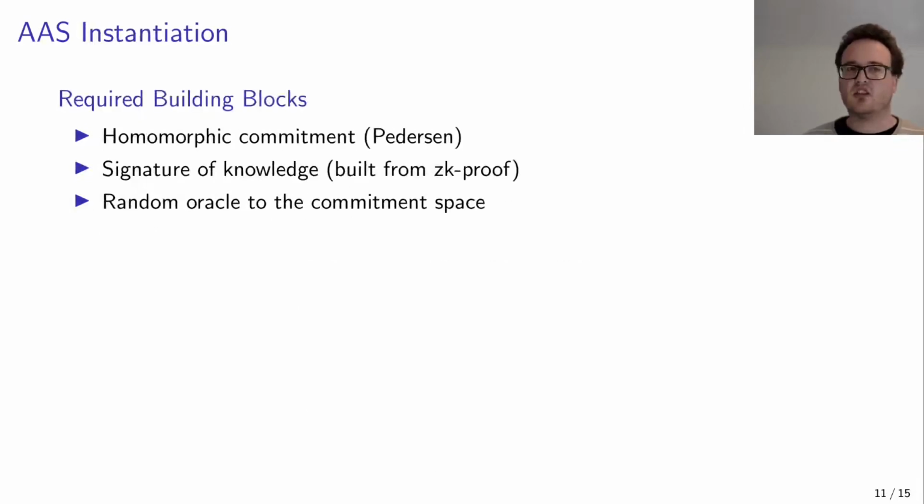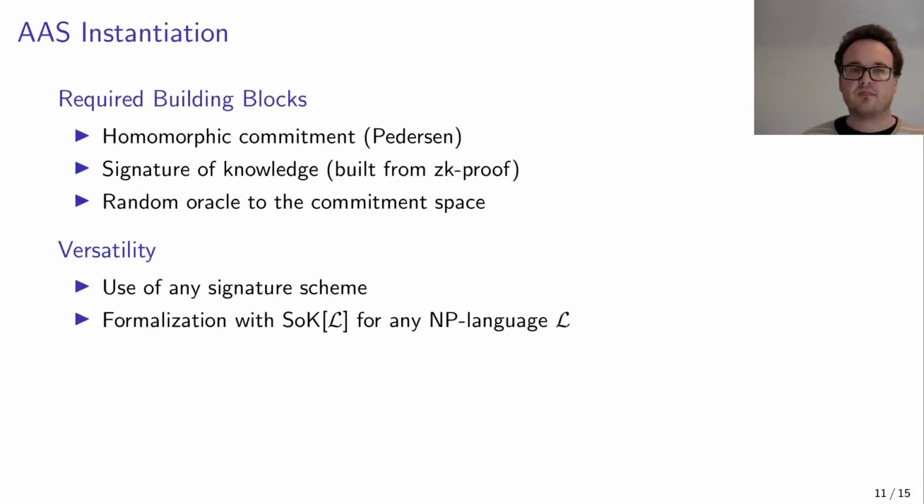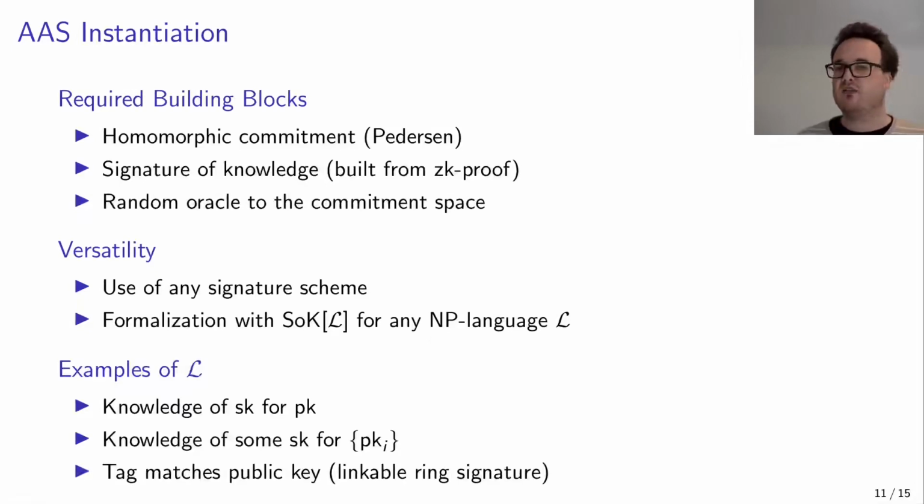So the building blocks are all standard assumptions. It is quite versatile. The way we describe it is that you can use whatever signature scheme you want, and we formalized it for a generic signature of knowledge for some NP language. One example is a standard Schnorr style signature of knowledge, which is knowledge of a secret key to a public key. If you want anonymity, you can do a ring signature, so you know one secret key in a set of public keys, or you can do even a linkable ring signature, which is the thing we do.